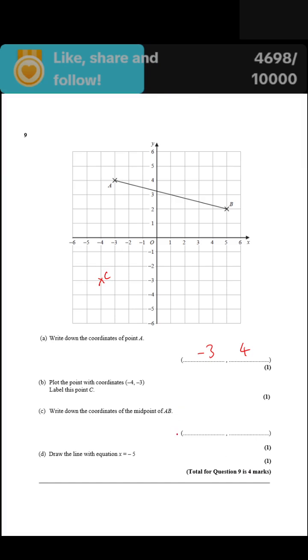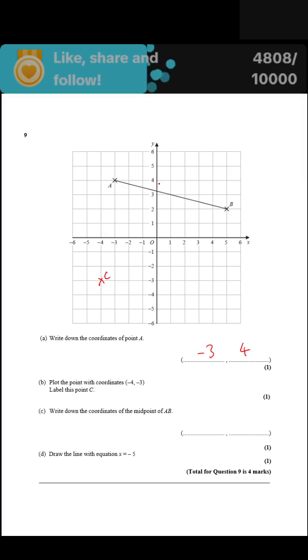Part C, write down the coordinates of the midpoint of AB. So on this one, if they give you a graph, you can, if you want to, just use a ruler, measure the line, let's say it's 10 centimetres, find half of that, and you'll find your answer. If you're not too sure on how to do that method, count how many across it goes, how many down it goes, then halve that.